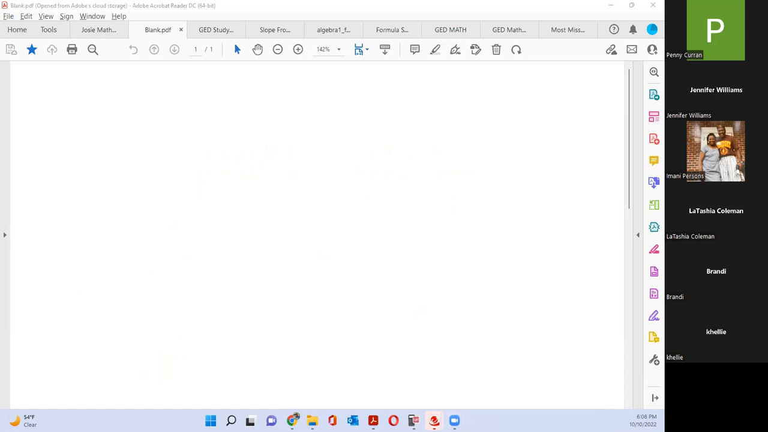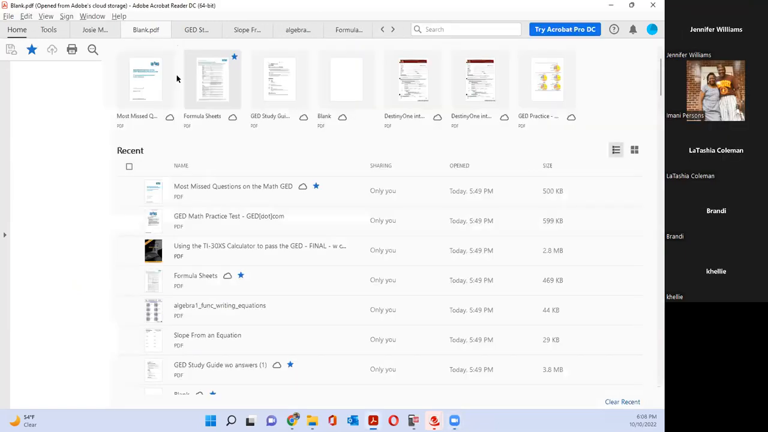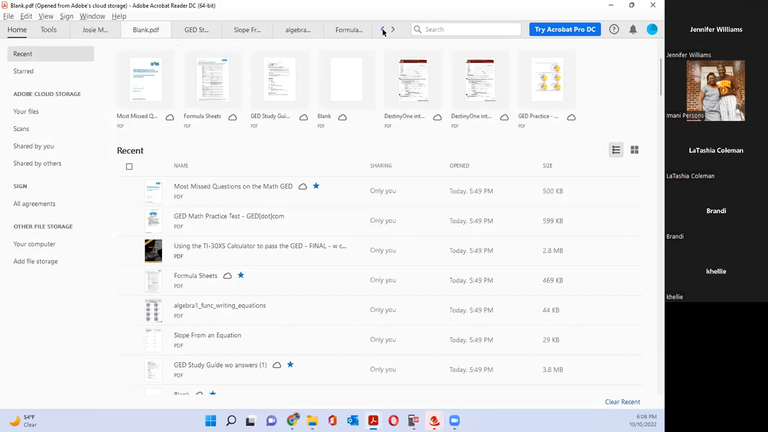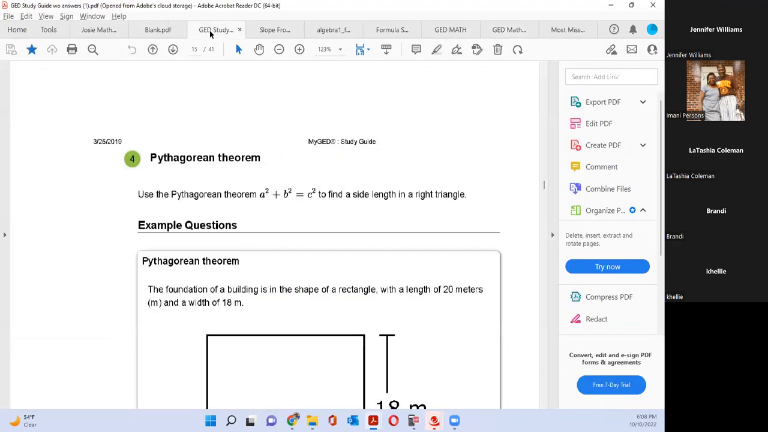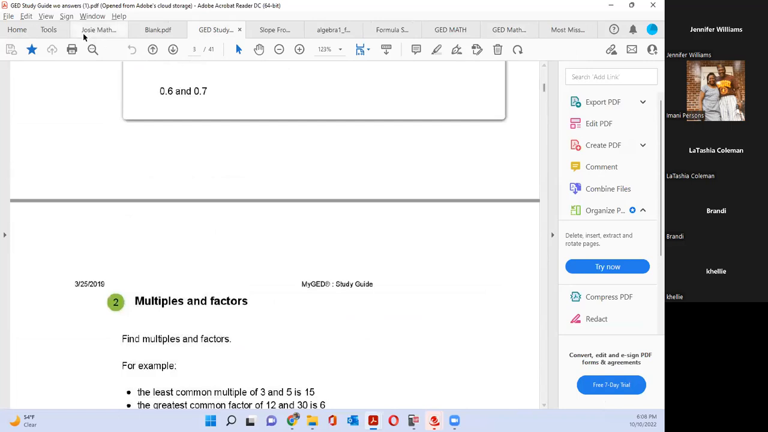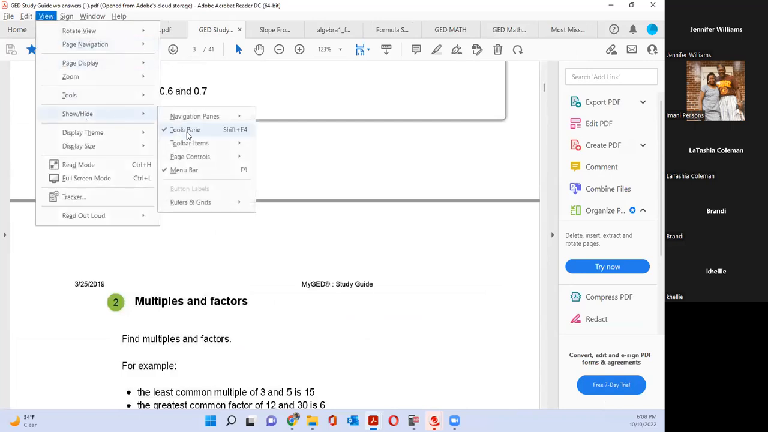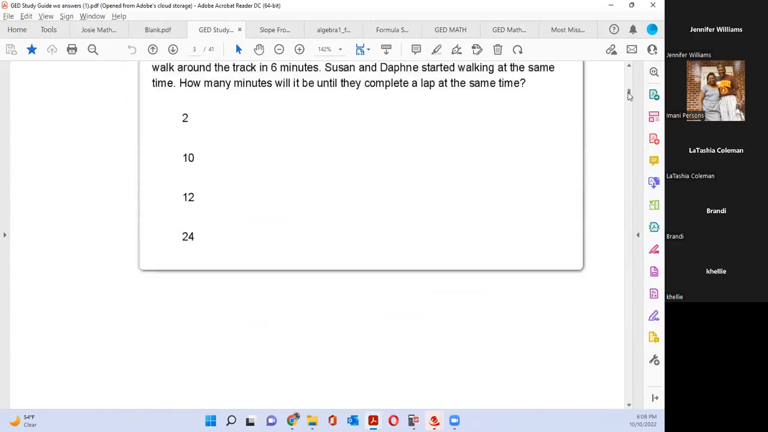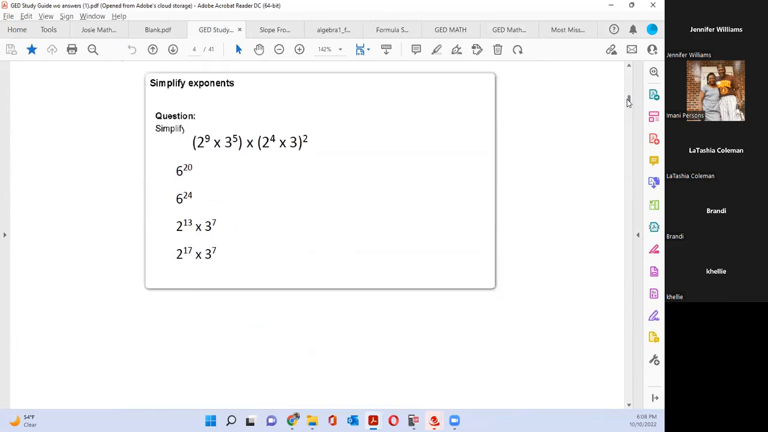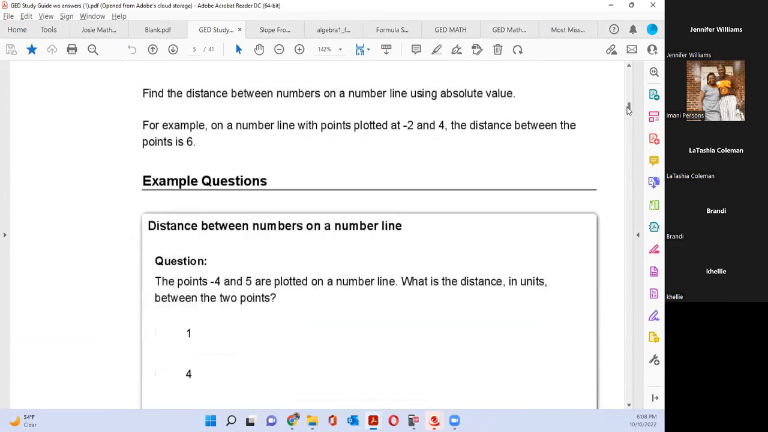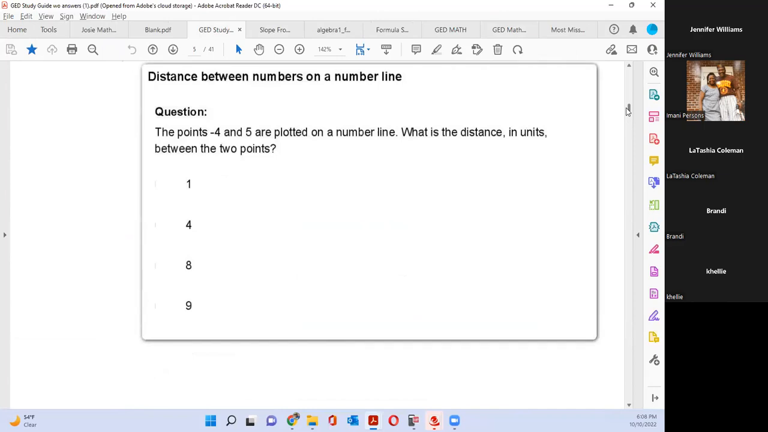Let's see if we got the study guide. There we go. Do I have the study guide open? Nope, that's not it. There we go. Let me see if we got one similar. And this is a very important document to have. If you don't have it, let me know. I'll email it to you. What I did was I used the study guide that GED gave us, and I took the answers out. So you don't know the answers, but you can use it almost like an assessment.